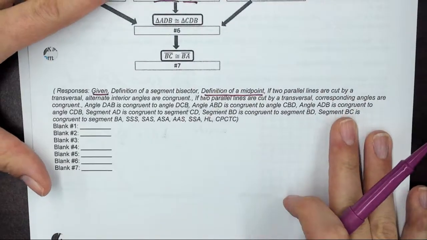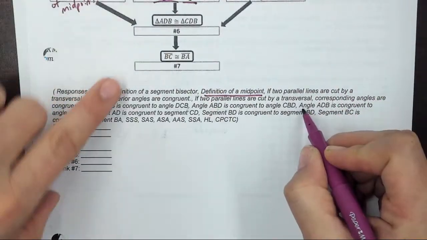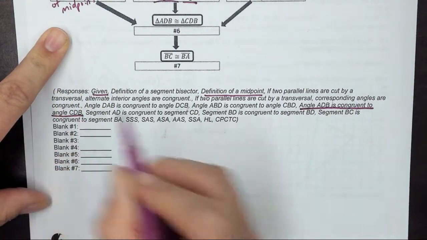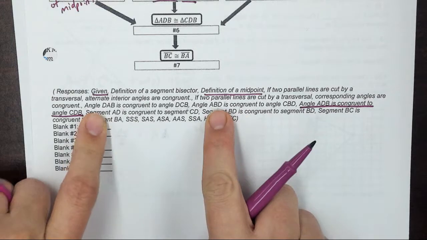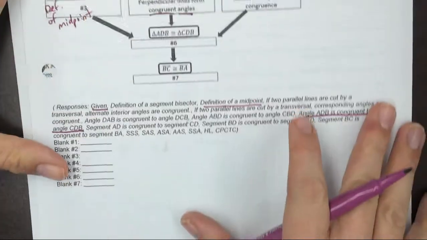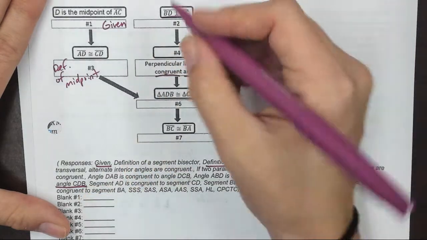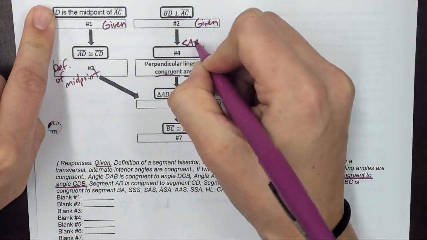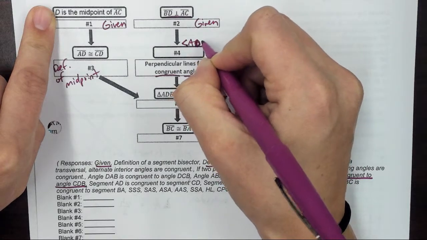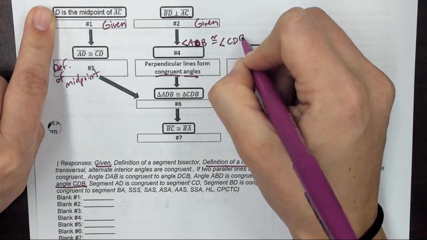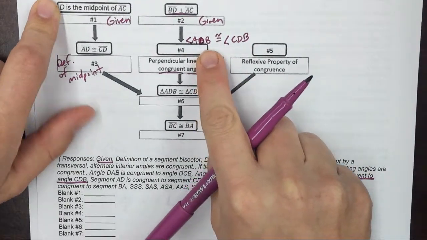You look at all your options down here, they actually spell it out for you. Angle ADB is congruent to angle CDB. Just be careful, they try to throw you off with other orders, and the other orders are incorrect. I'm going to say it in shorthand here. I'm going to say angle ADB is congruent to angle CDB. That's what they said with words.